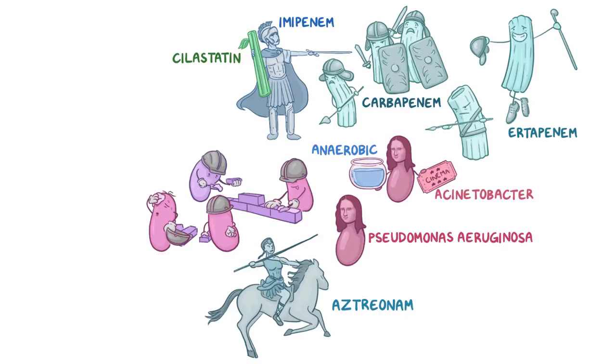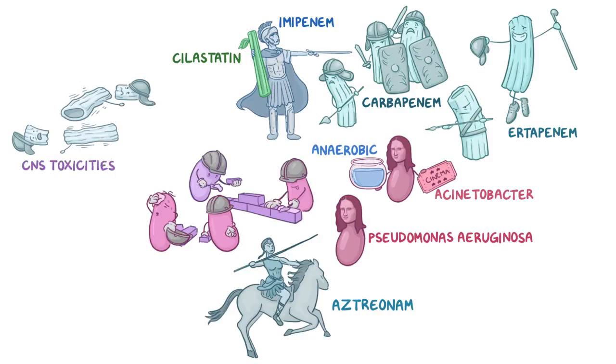War can be grim, and some of the pasta soldiers are lying on their side, with their head chopped off and twitching. This will help you remember the severe central nervous system toxicities that could lead to seizures.